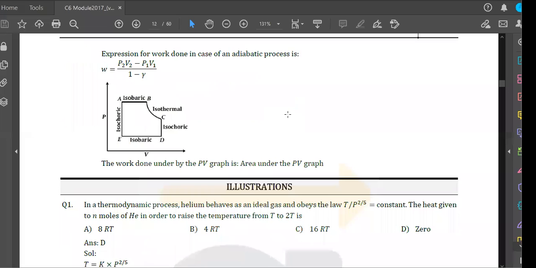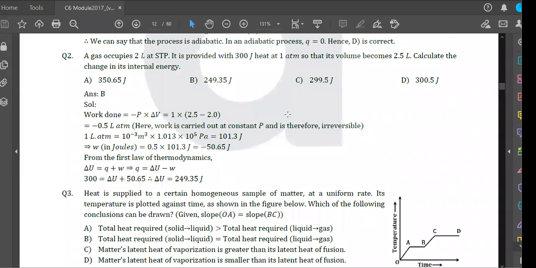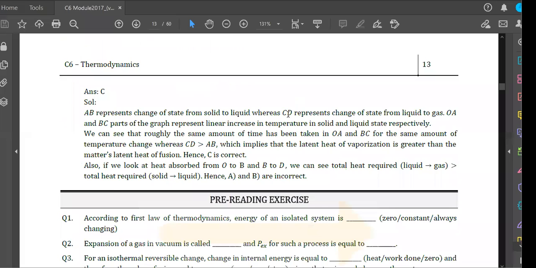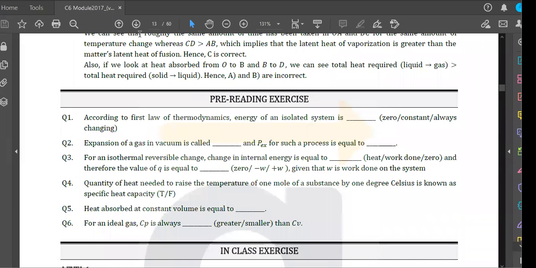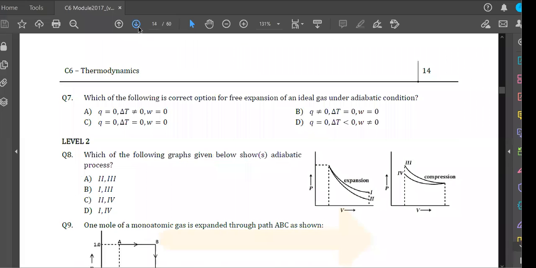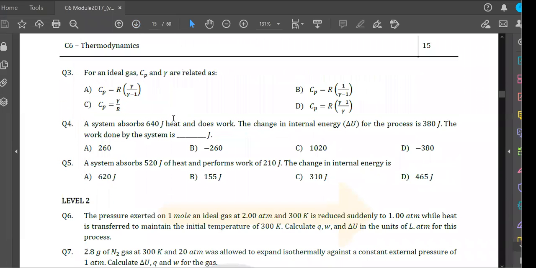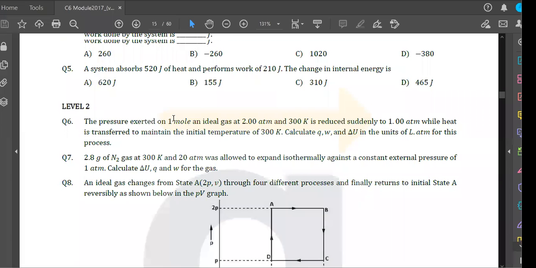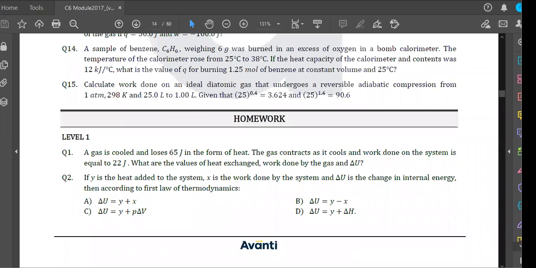I hope all of you have gone through the problems of 6.2, right everyone? We have already discussed pre-reading and in-class exercise. So we'll talk about homework. Homework question 1 and 2, any doubts? If you have any doubts, everyone, please message your doubts.